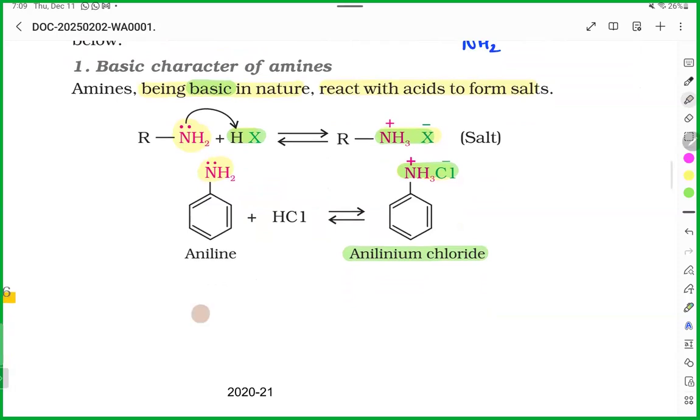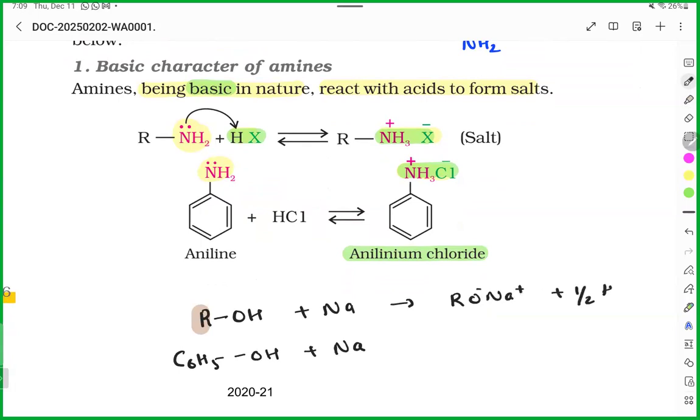For example, if you take alcohol or phenol and it reacts with sodium metal or magnesium or aluminum, any metal, what will happen? Salt will form and there is formation of hydrogen gas. Same here, C6H5O negative Na positive, and half hydrogen gas is produced.